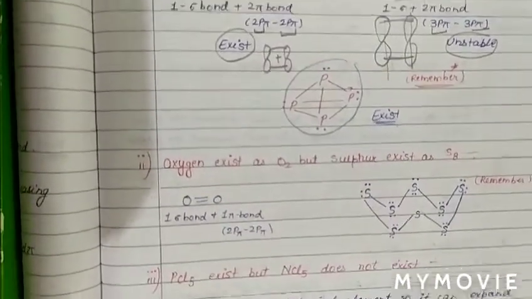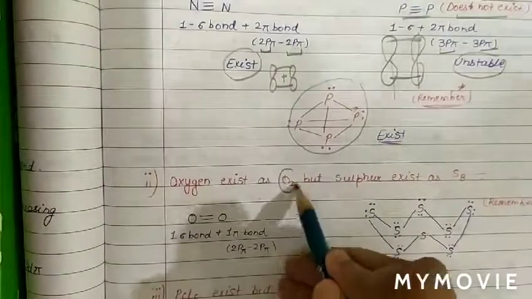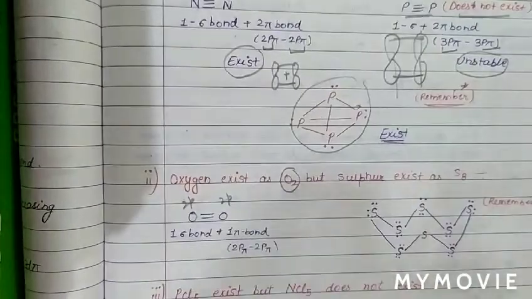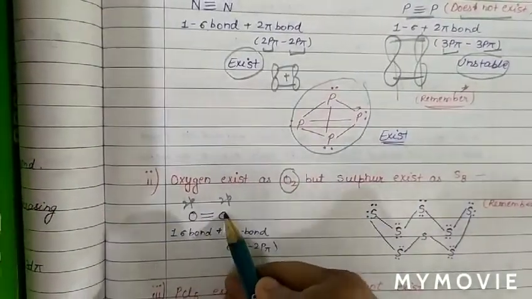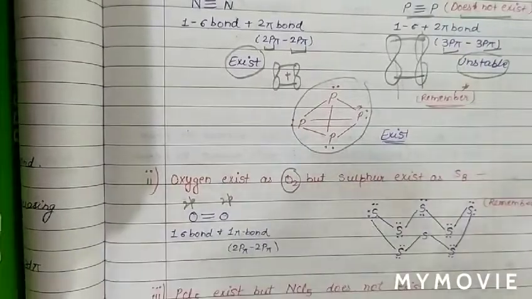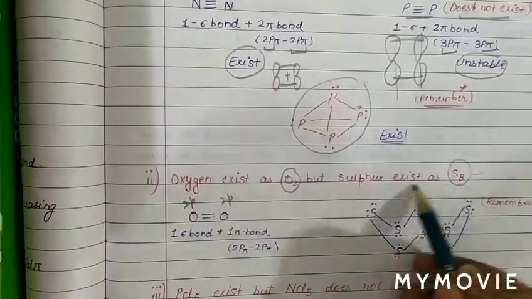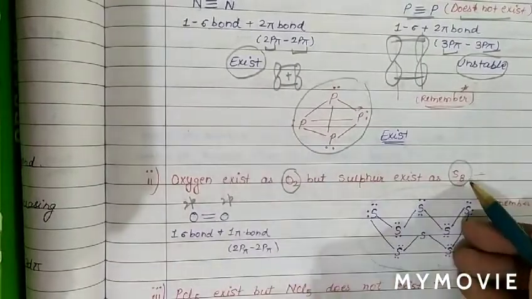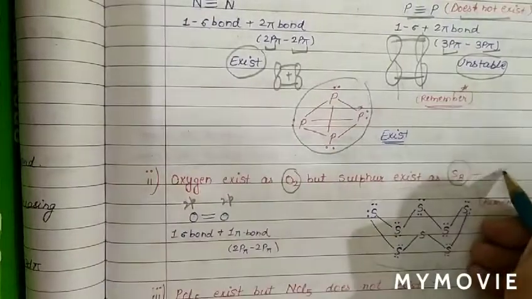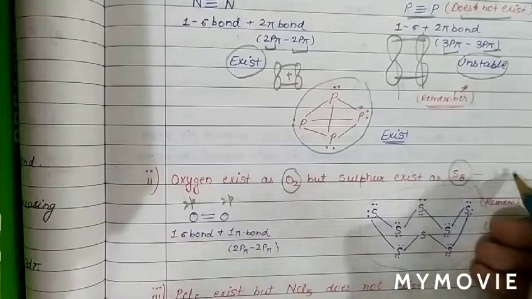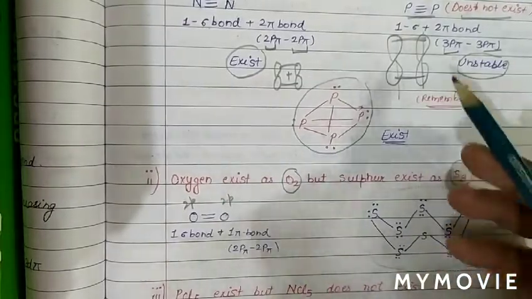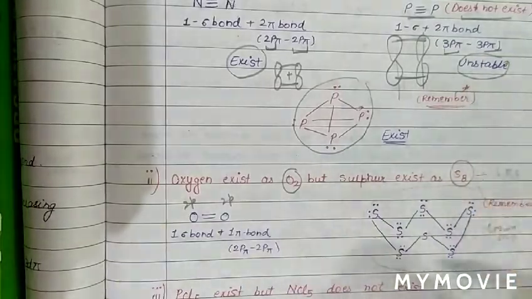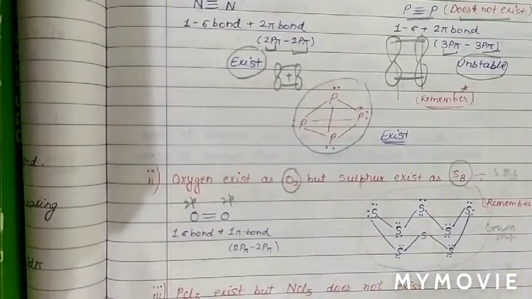Similarly, you may learn this. Oxygen exists as O2, as we have seen. Oxygen is a second period element, and formation of pi bond between 2p and 2p is possible. So 1 sigma and 1 pi bond. While sulfur exists in the form of S8 molecule in crown shape. In S8 also, because a double bond is not possible. Why? Because we know sulfur is a third period element. Same explanation: sulfur is a third period element, and 3pπ-3pπ bond is unstable. Therefore, sulfur exists in the form of S8 molecule in crown shape.